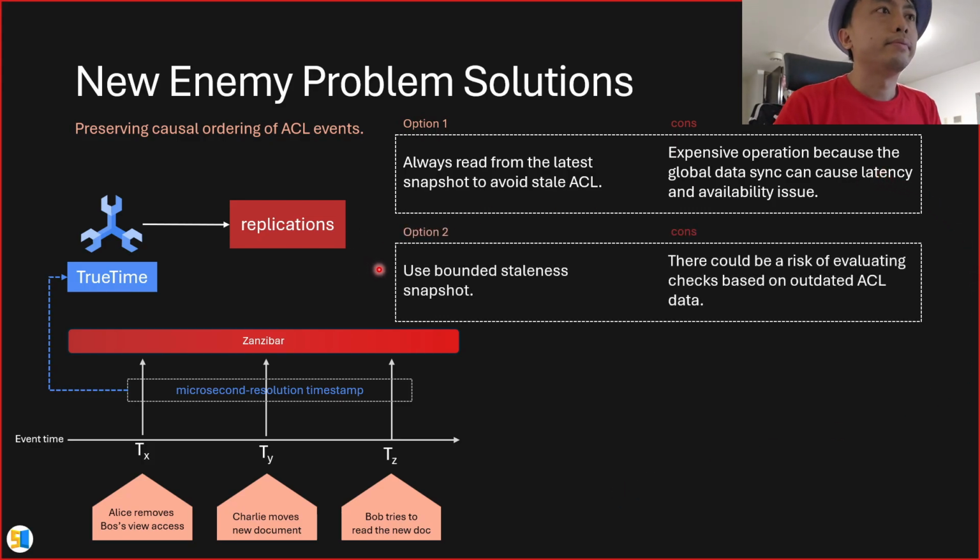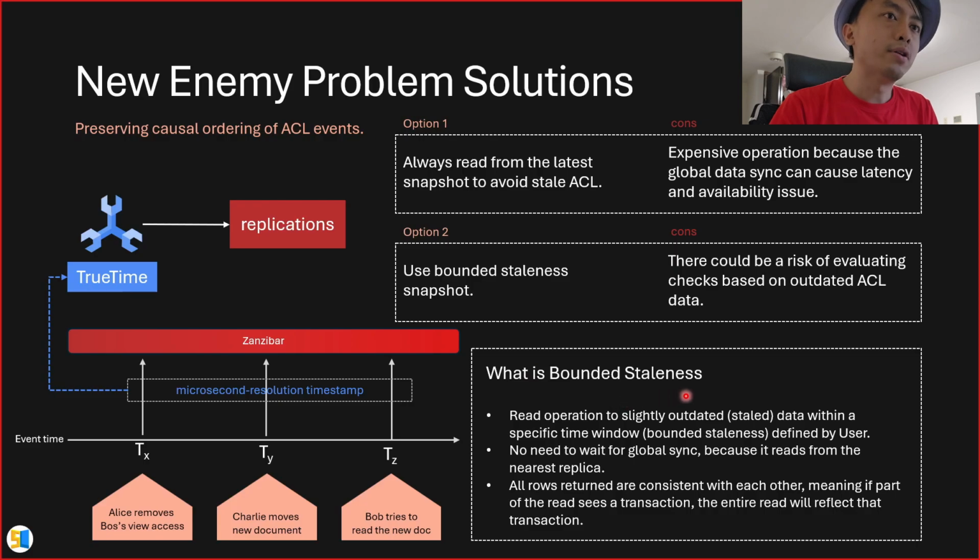Option 2 is to use bounded staleness snapshots, but it has cons. Let's go back to the cons later. By the way, this is the option that Google chose. What is bounded staleness? Bounded staleness is the ability to read data from a snapshot of a time window defined by the user. So we can define the time window of the snapshots to choose slightly outdated or stale data, but fresh enough for doing evaluations.